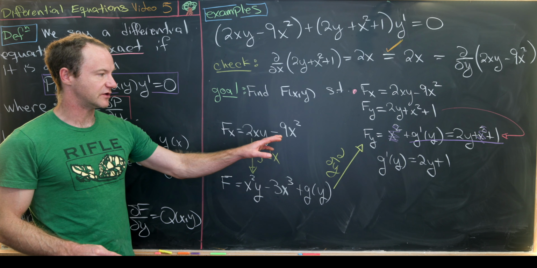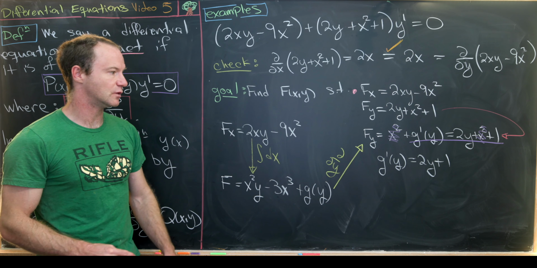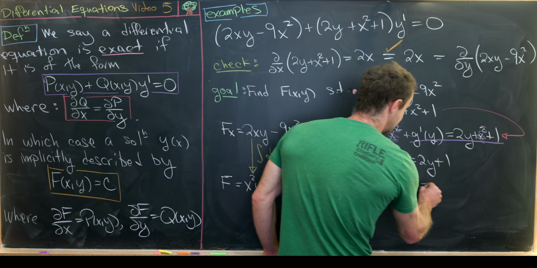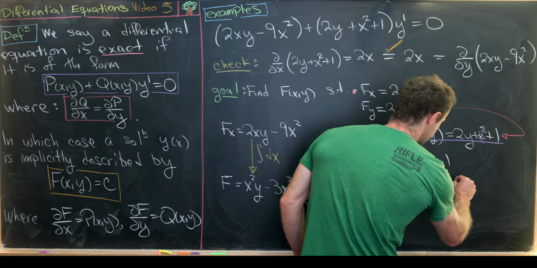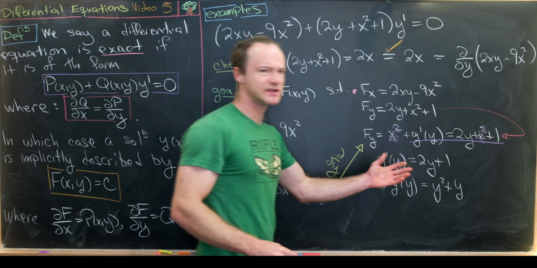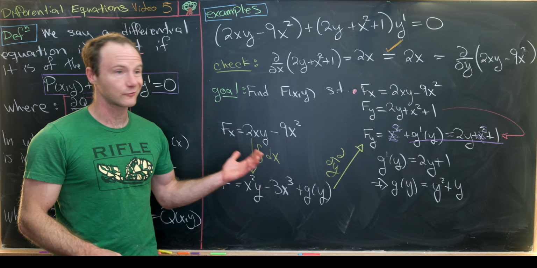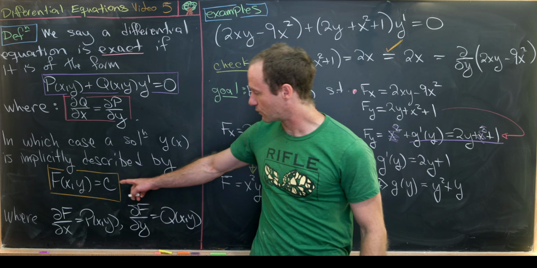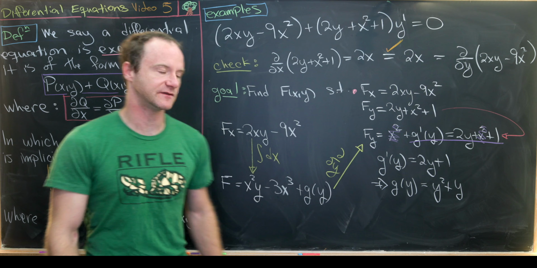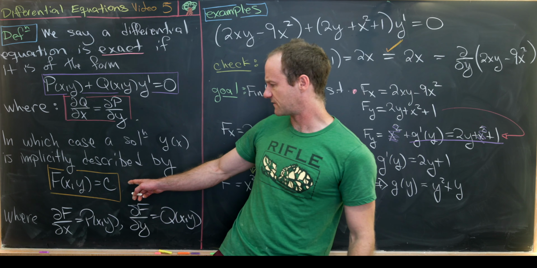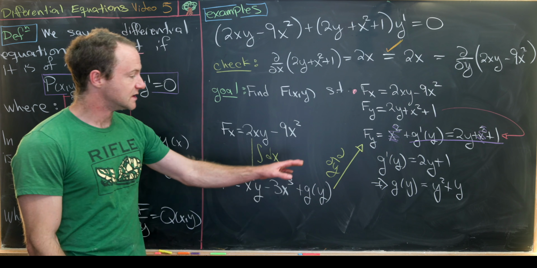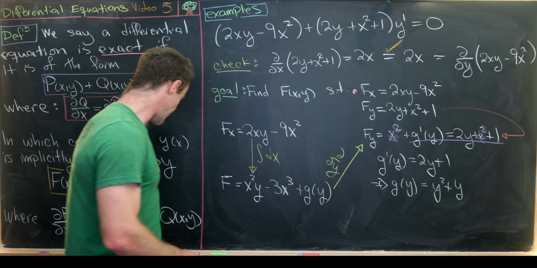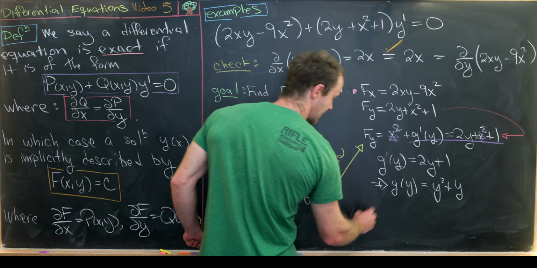So let's see, if we know the derivative with respect to y is 2y plus 1, then that means that g of y is equal to y squared plus y. And then I could say plus a constant, but I don't really need to do that because our constant is going to be wrapped up into this implicitly defining relation over here. Okay, so anyway, we've got g of y equals that, but now we can merge these two things together.